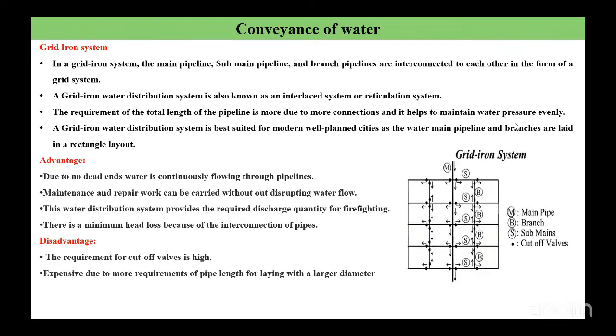So coming to the third one, that is the grid iron system. In this grid iron system, the main pipeline, sub-main pipelines and branch pipelines are interconnected to each other in the form of a grid system. If you look into the picture, see properly, there are several sub-main systems and branches, and the main branch, which can help the water to be distributed without any hassles.